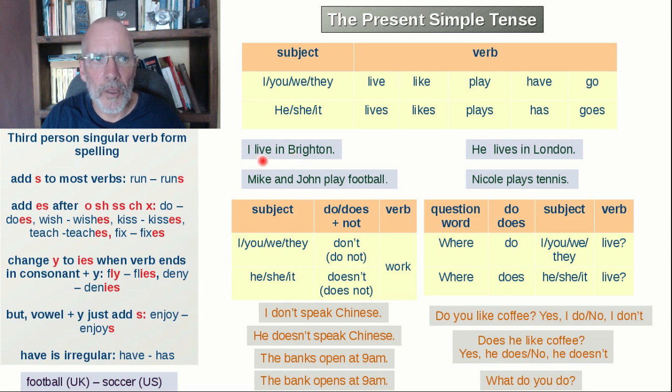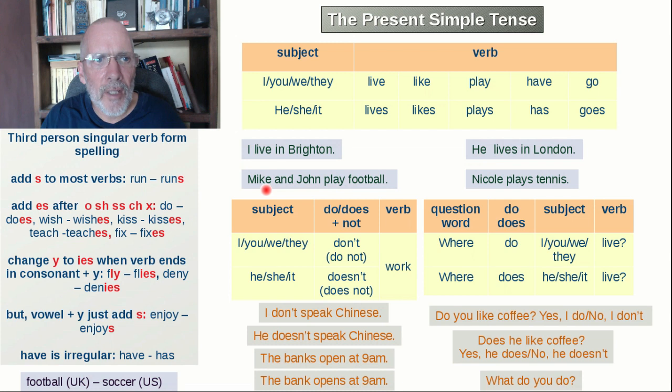Here we have some examples. I live in Brighton. Here the subject is I, it's the first person singular, so we just need to use the base form of the verb. Brighton, if you don't know, is a city in the south of England. He lives in London. Here the subject is he, it's a third person singular, so we need to change the verb to the S form. We need to add S to the end. This is the correct verb form for the third person singular.